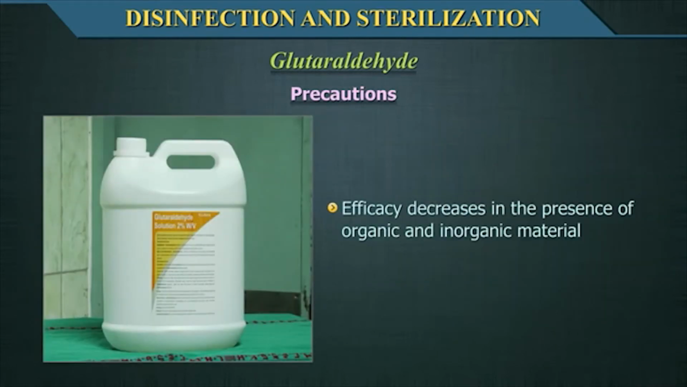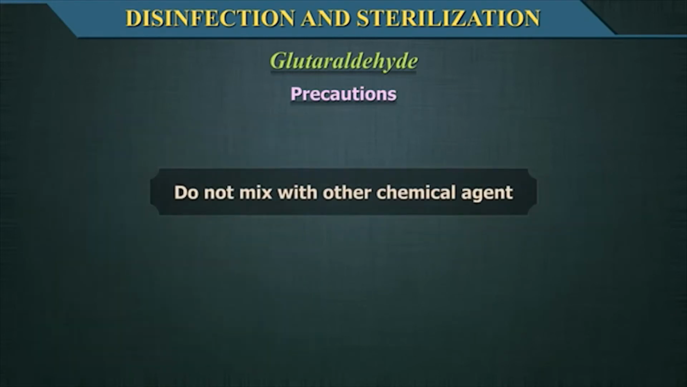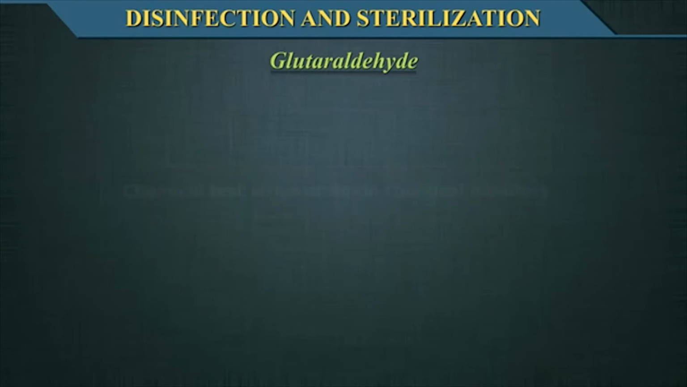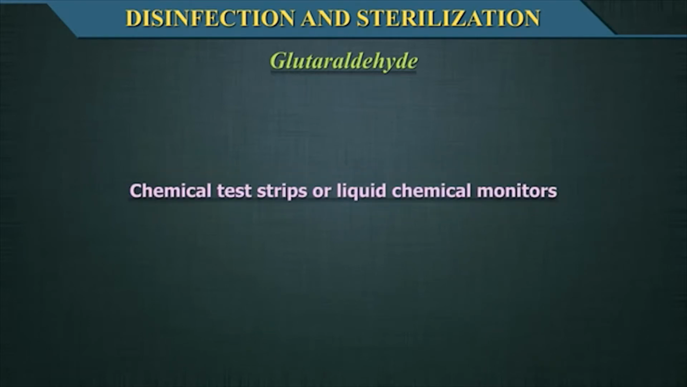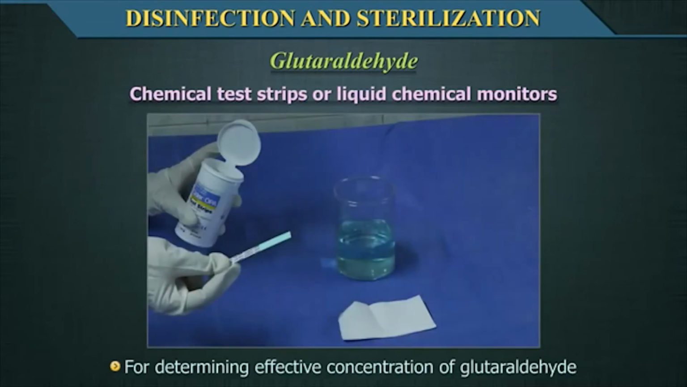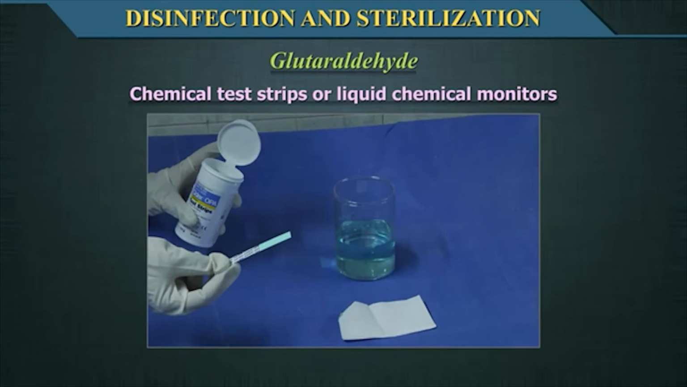Efficacy decreases in the presence of organic and inorganic material. Do not mix with other chemical agent except the activating agent supplied by the manufacturer. Chemical test strips or liquid chemical monitors are available for determining whether an effective concentration of glutaraldehyde is present despite repeated use and dilution. The frequency of testing should be based on how frequently the solutions are used.